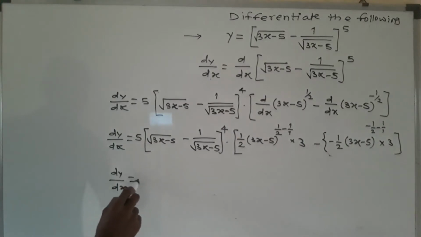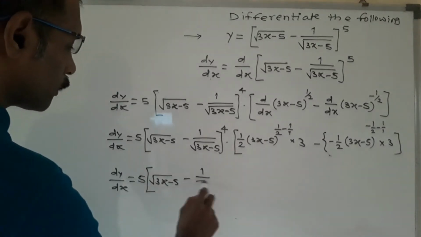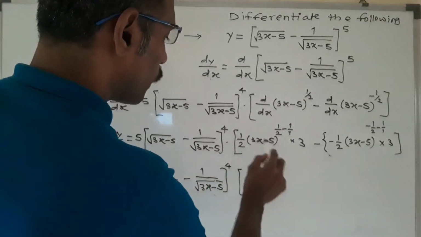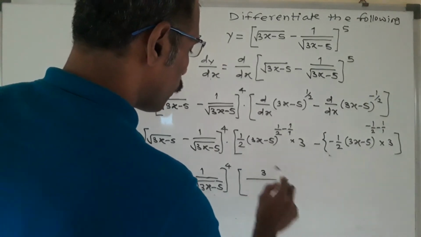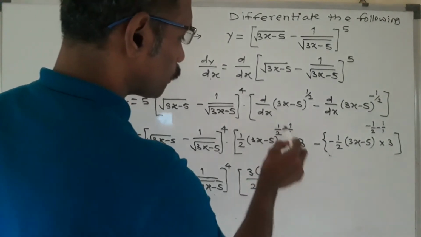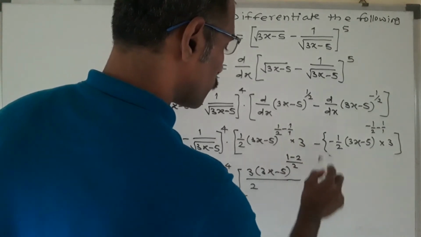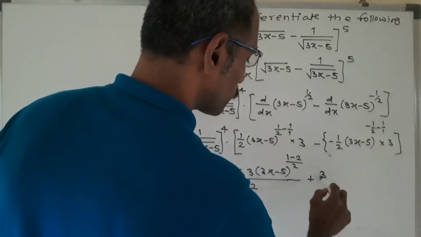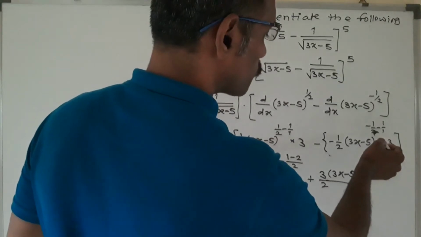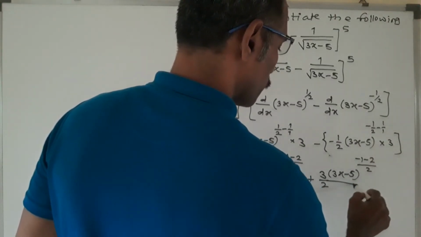dy upon dx is equal to 5, bracket square root of 3x minus 5 minus 1 upon square root of 3x minus 5, bracket raised to 4. Now here 1 into 3 means 3 upon 2. Now here this term 3x minus 5. Now 1 into 1, 1 minus 2 into 1, 2 upon 2 into 1, 2. This way. Now here minus minus plus 1 into 3, 3 upon 2. Then we write here 3x minus 5, raised to 1 into minus 1 minus 1 minus 2 into 1, 2 upon 2 into 1, 2. This way we write here.